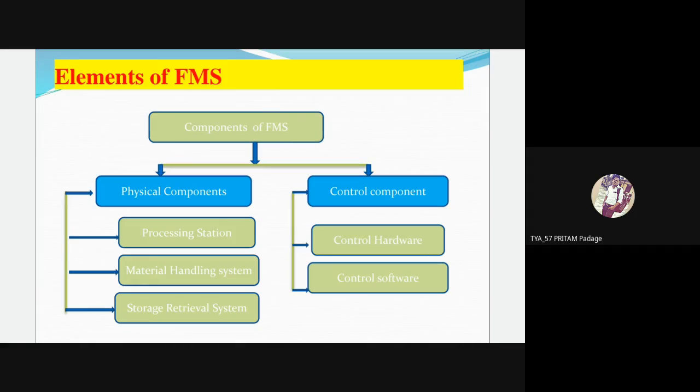For that purpose the storage retrieval system is also a part, which should be considered while setting up a manufacturing industry.